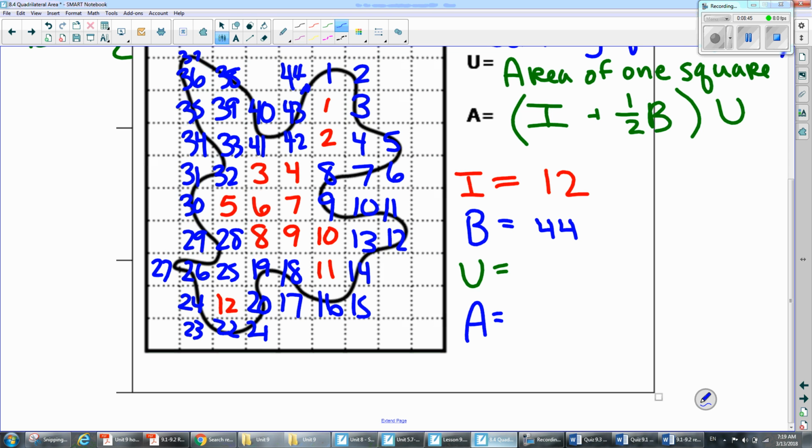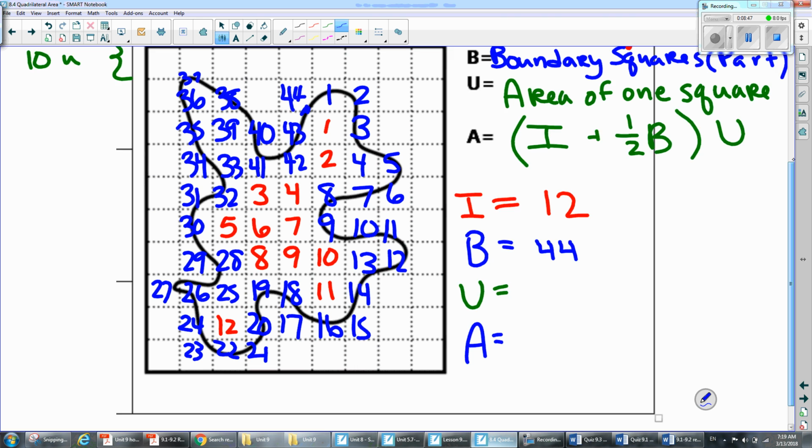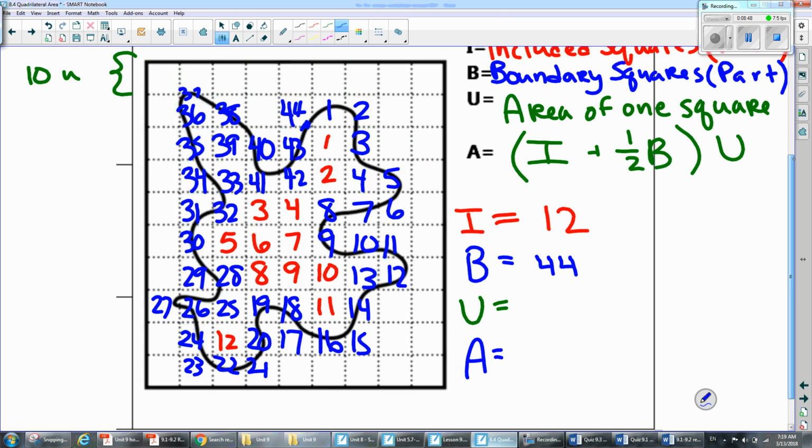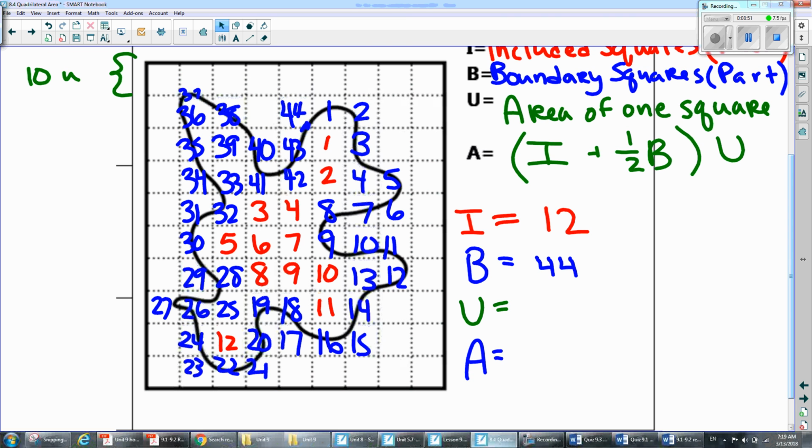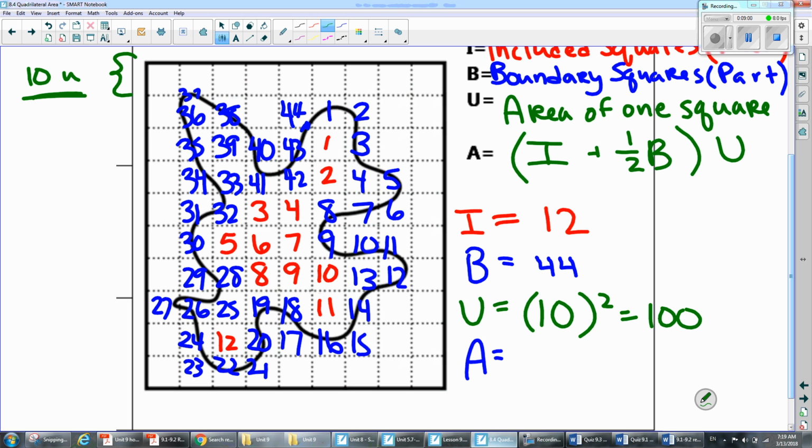When I'm looking for the area of one of those squares, I would have to take this length here of 10 that they told us. Since it's a square, I'll just square it. Each square is really 100 units squared.